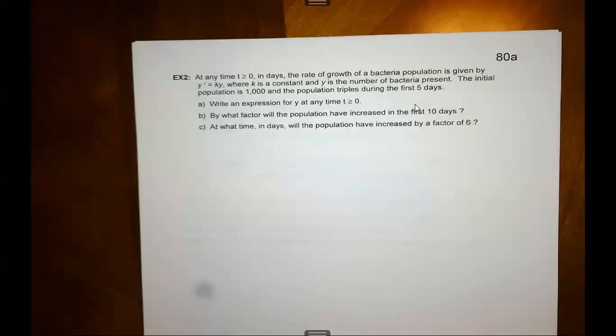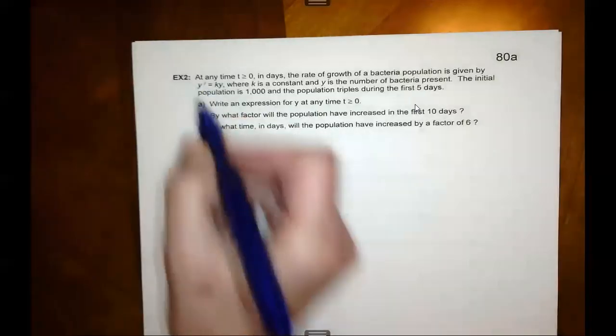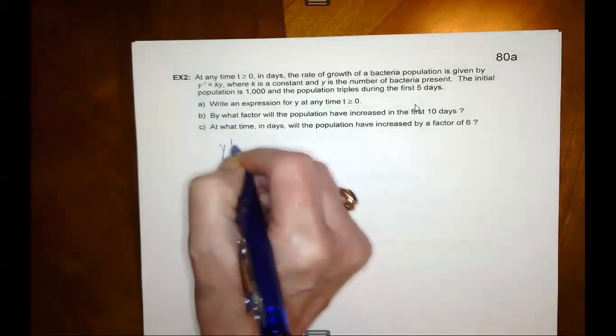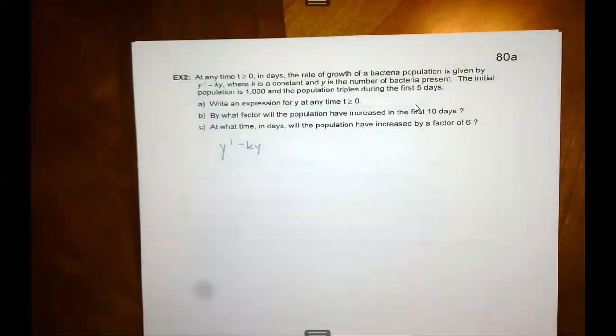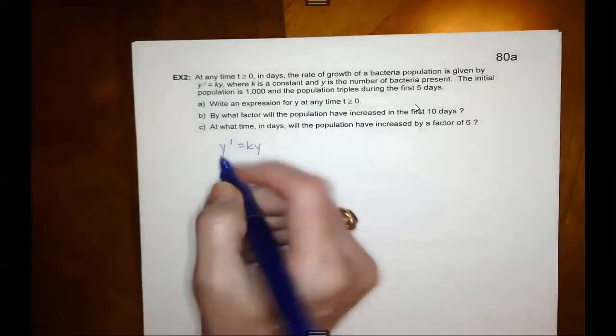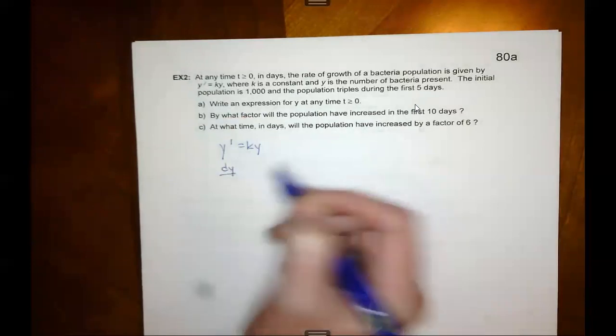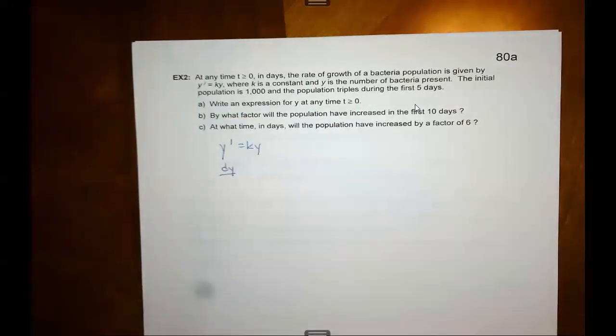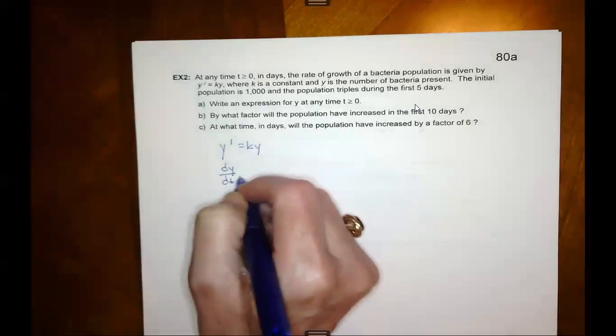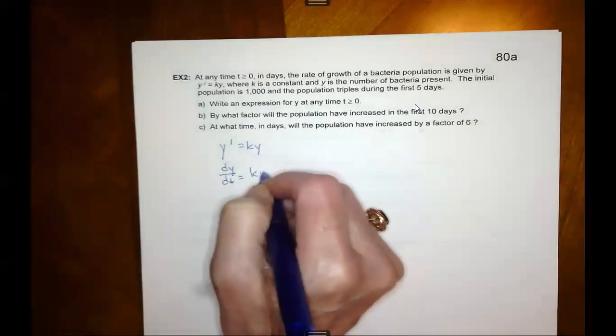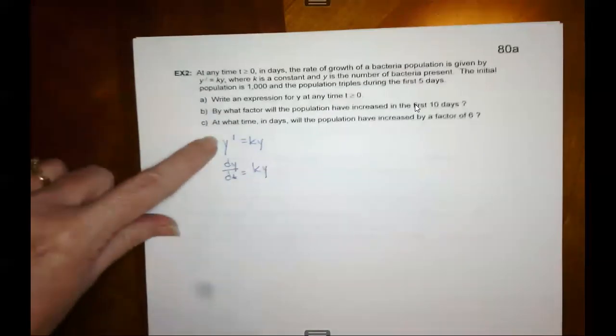So part A says write the expression for y at any time t greater than or equal to 0. That means they want us to solve the differential equation. And so our differential equation this time is y prime equals ky. And it doesn't give us a lot of information. But remember that this y prime is dy over dx, or in this case, dy over dt, equals ky. So this is just another way of saying that.